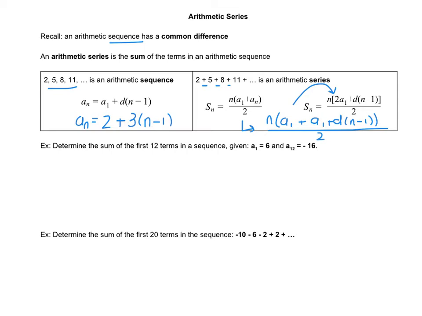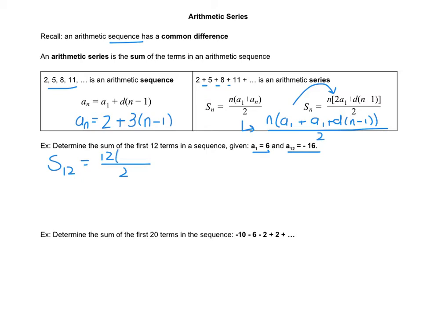Example 1: determine the sum of the first 12 terms in the sequence given that the first term is 6 and the 12th term is negative 16. We're given the first term and the last term, so we should use that first equation. We're finding the sum of 12 terms, so n is 12 because there are 12 numbers. 12 over 2 is 6, so you have 6 pairs.